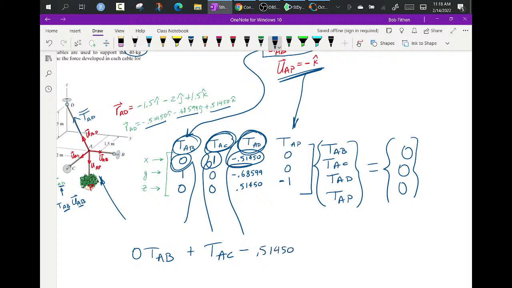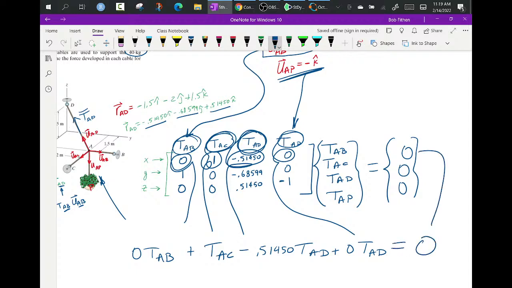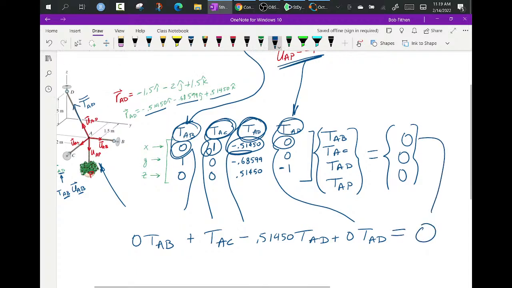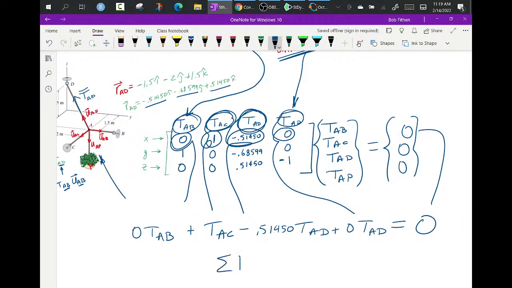51450. I think I copied that right. TAD. And then you take this one times that one and list it. I'm putting all of them. TAD. And then on the right hand side you grab that one. So what is this equation? This is simply the sum of the forces in the x equals 0. There's your 0. Here's your sum of the forces in the x.